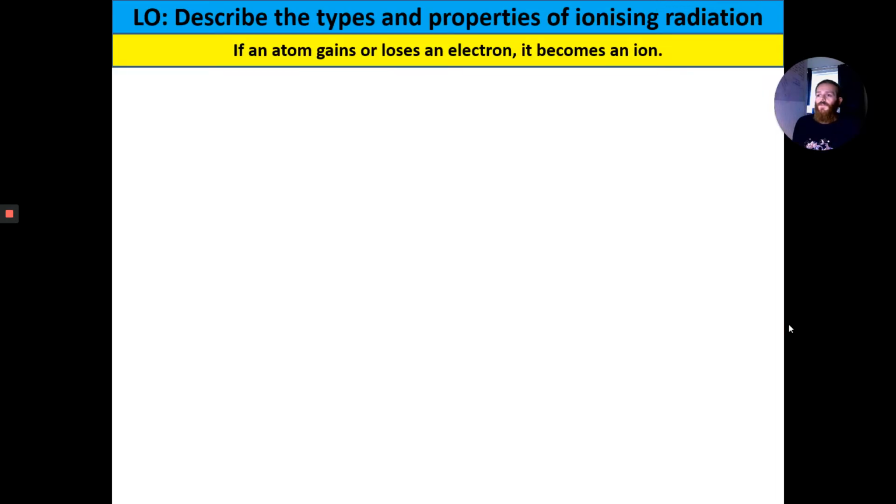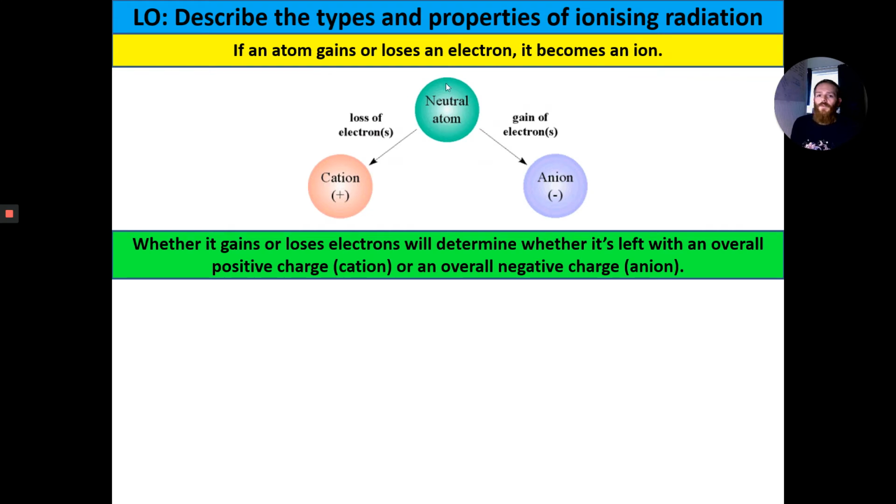Right, let's go straight into it then. So if an atom gains or loses an electron, it becomes an ion. Hopefully you've encountered ions in another lesson before, but they play a massive part of the radiation topic, so it's good to get familiar with what an ion is. So let's do that. We've got up here a neutral atom. You could pick any atom on the periodic table, it doesn't matter. If it gains or loses electrons, it will no longer be called an atom.